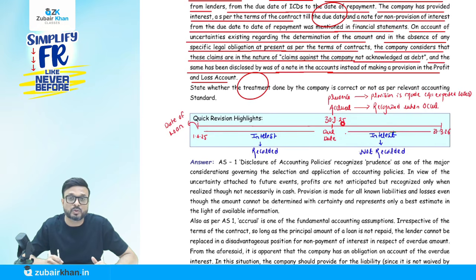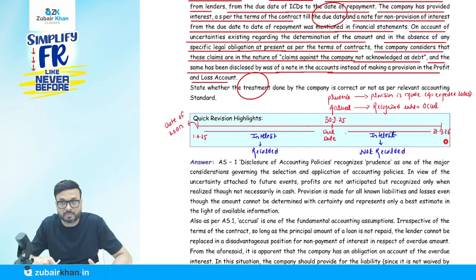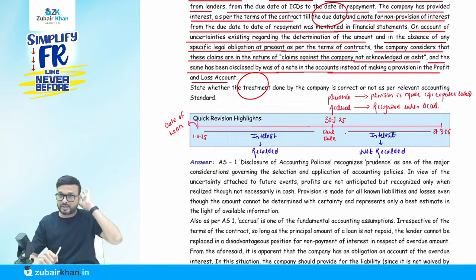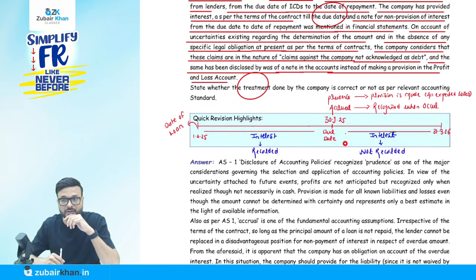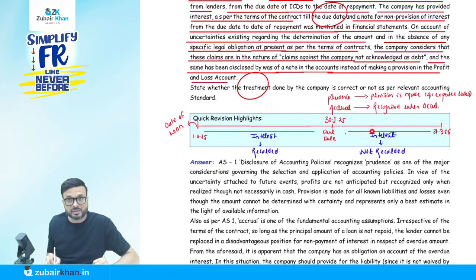But they failed to do the payment on the due date, that is the 30th of September. Then 31st of March comes, suppose the year ends. Obviously the lender will say, if you fail to do the payment on the due date, whenever we do the payment we are paying late, so we have to pay the interest for this period also.